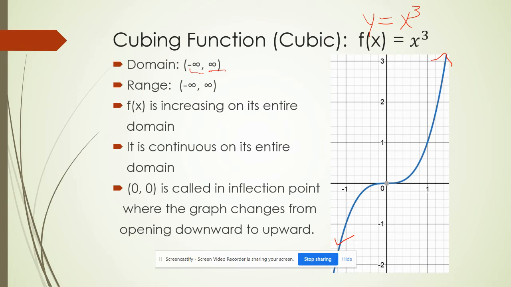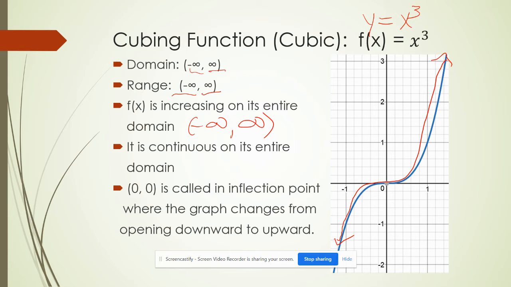Our range, lowest, is an arrow. Again, negative infinity. Highest is an arrow. So that is positive infinity. This graph is increasing the entire time. From left to right, I'm going up, up, up, up, up. And so increasing would be negative infinity to infinity. They call it the entire domain.